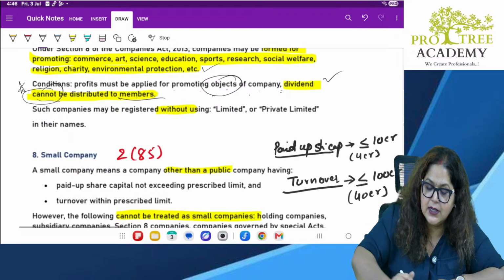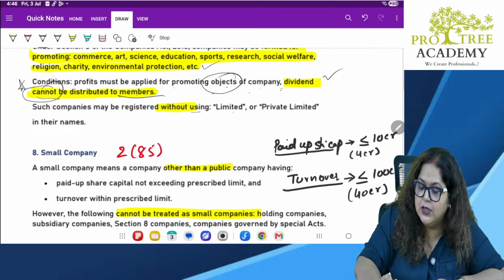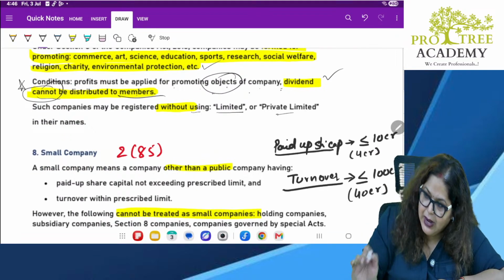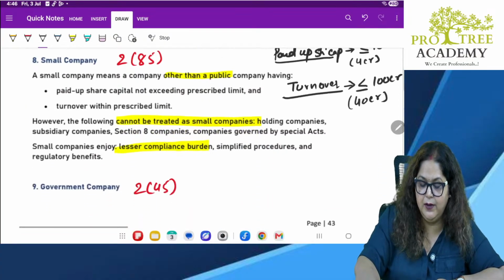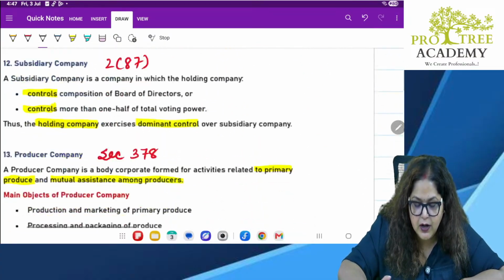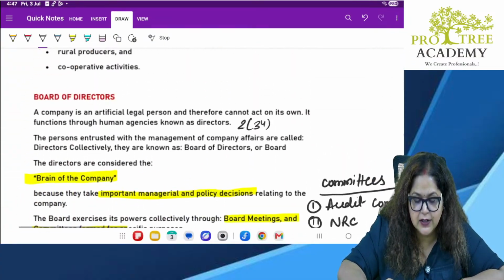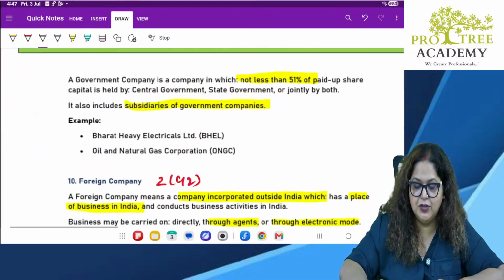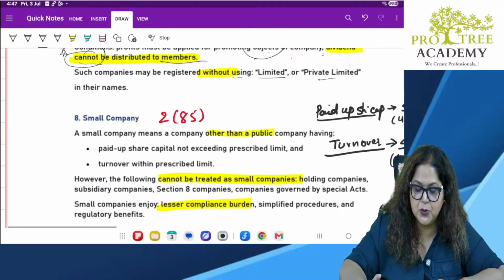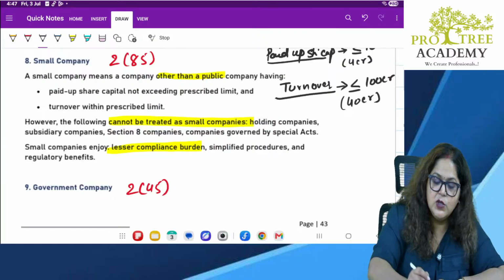Such companies may be registered without using the words limited or private limited in their name. How many types of companies are there? This much. We are coming to the end of this part. Small company.